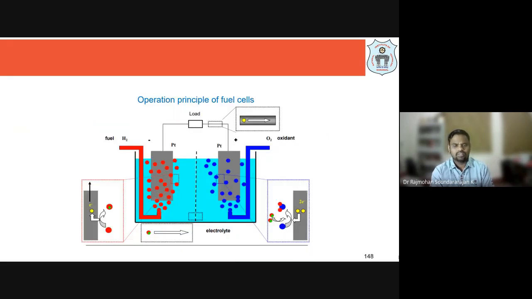And coming to the operation principle of the fuel cell, we have seen a video. I will play it again also. So what is happening? We are going to have 2 electrodes, anode and cathode.